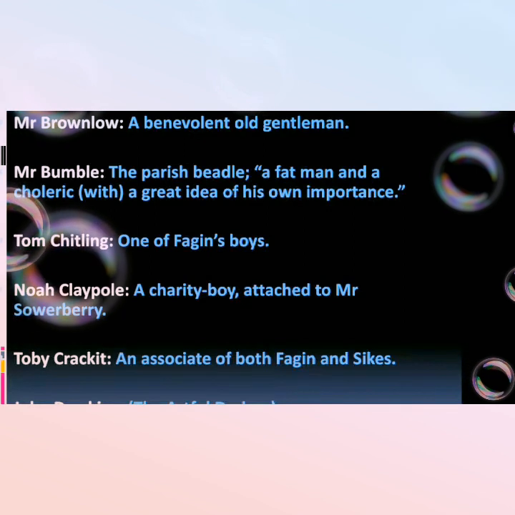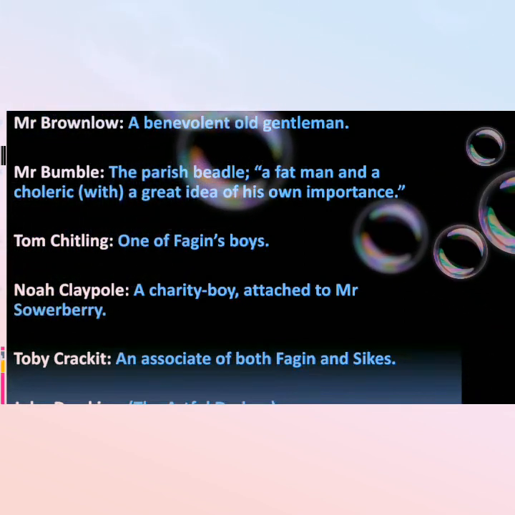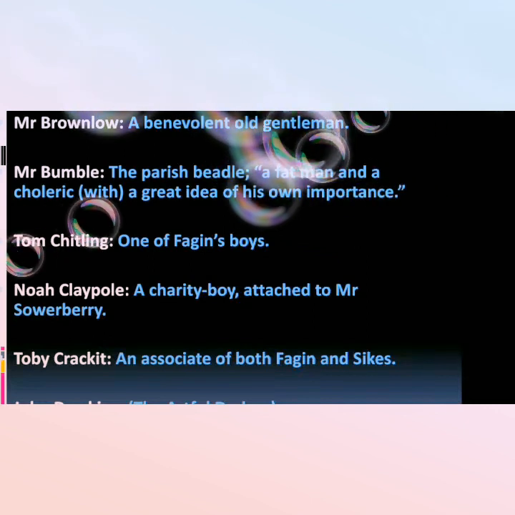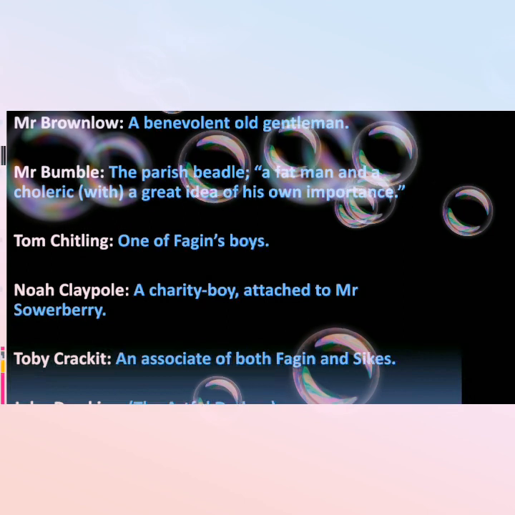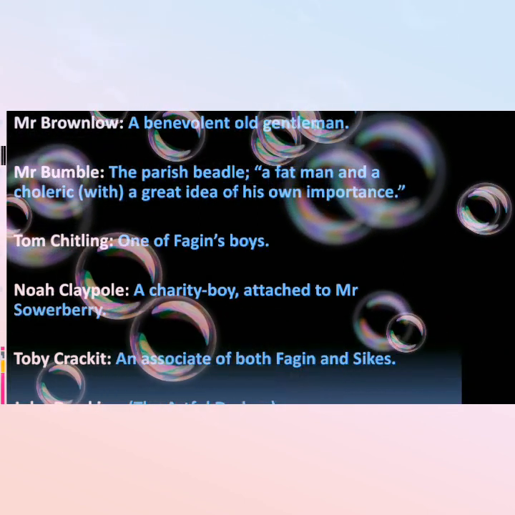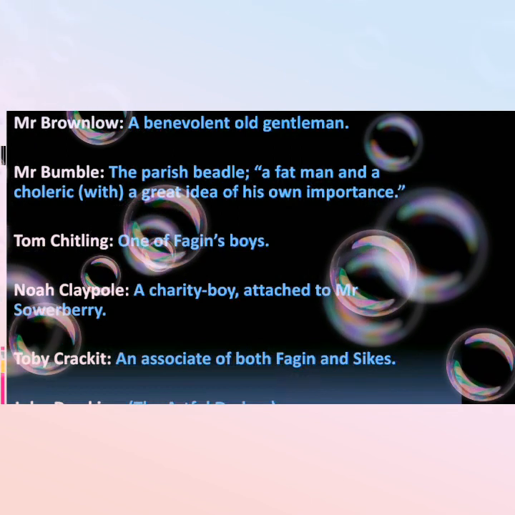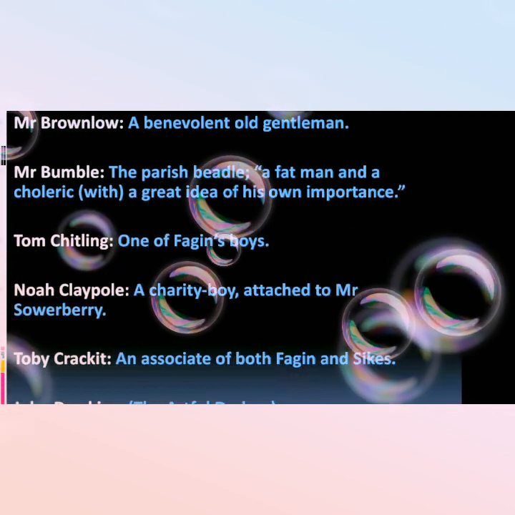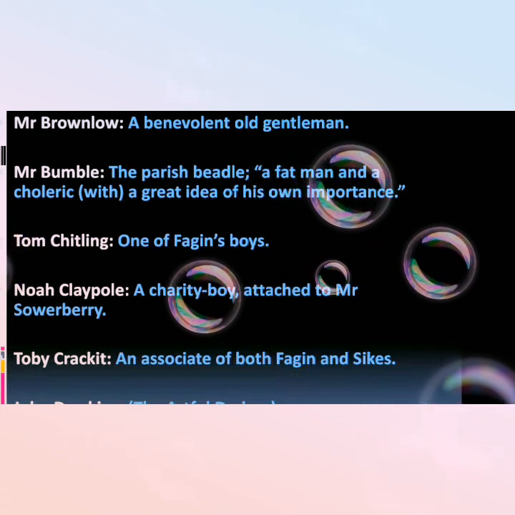And then there we have the character of Mr. Brownlow, who is a benevolent old gentleman. And then the character Mr. Bumble is a parish beadle. The next character is Tom Chitling, who is one of Fagin's boys. And then we have the character of Noah Claypole. He is a charity boy attached to Mr. Sowerberry. Next we have the character of Toby Crackit.